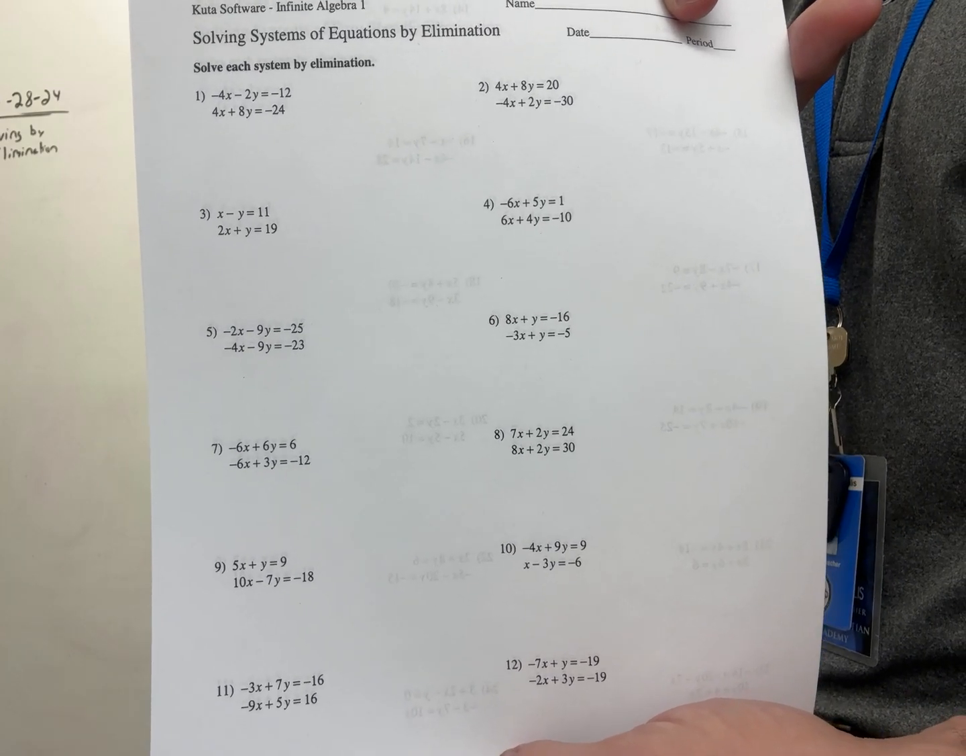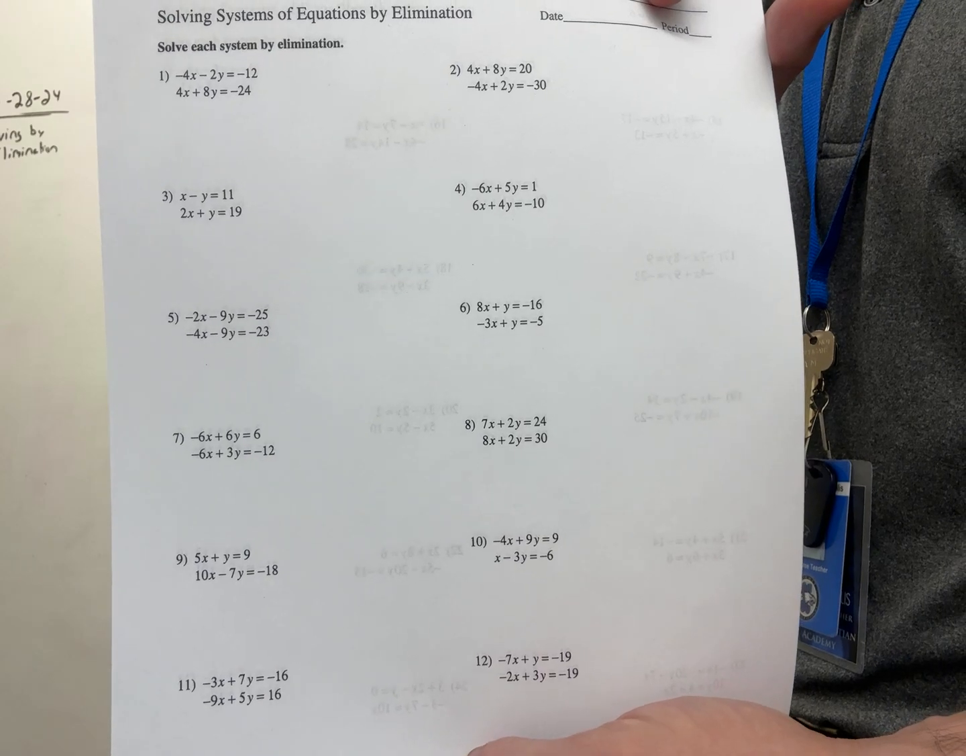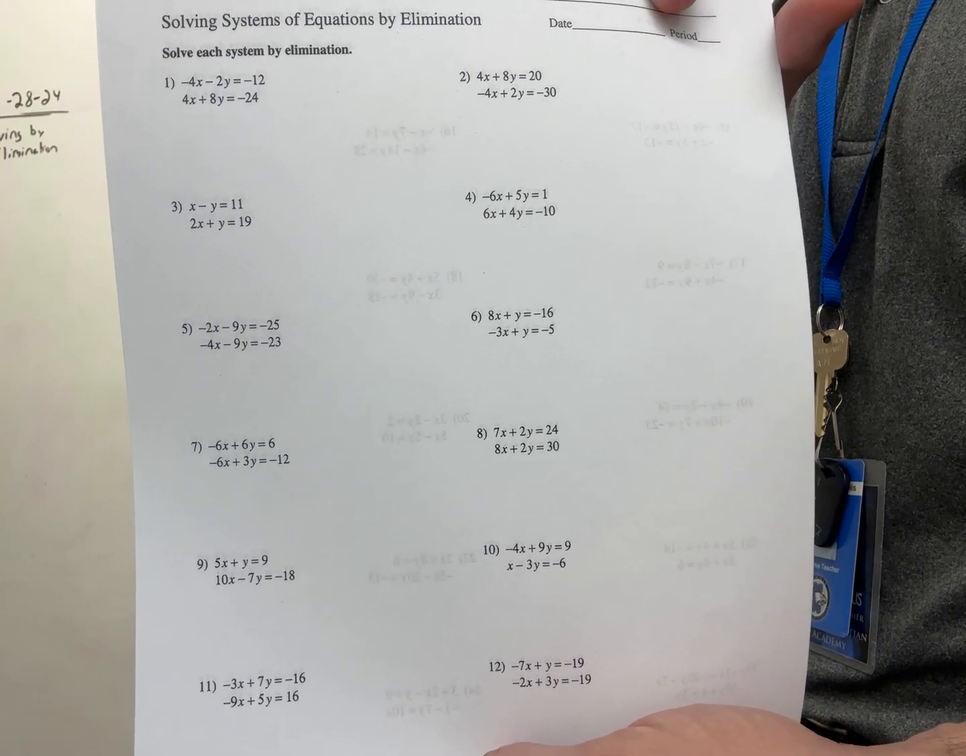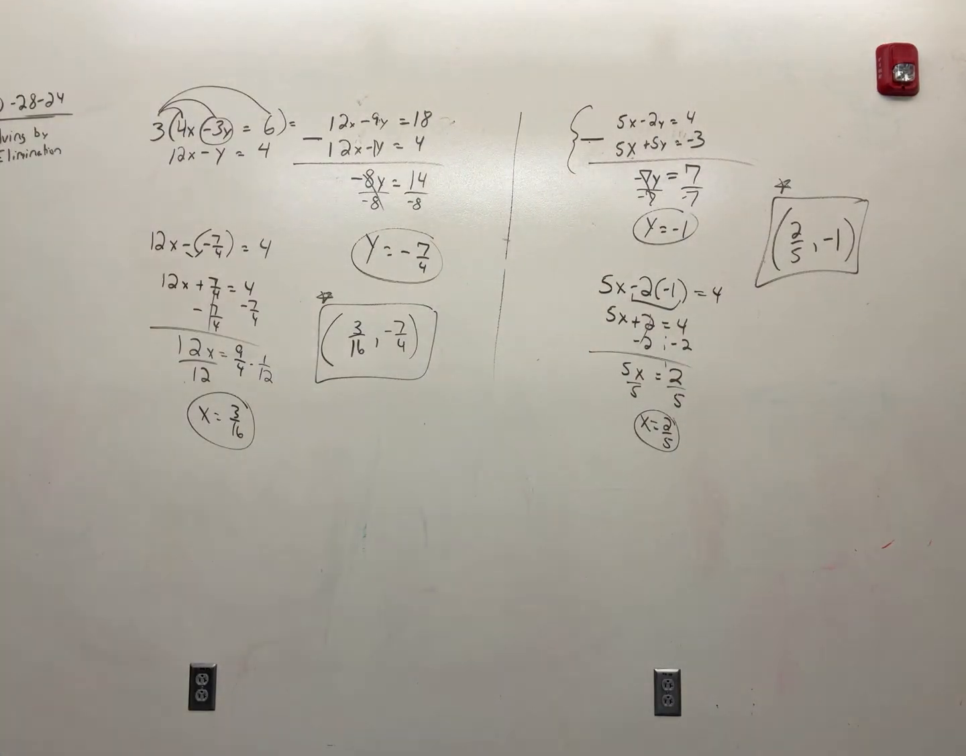So if your name is Ava, you should pause this so that you can write them down. You're doing 1 through 9, the odds. That's 5 questions. Fair enough.